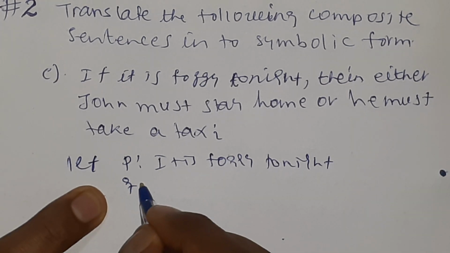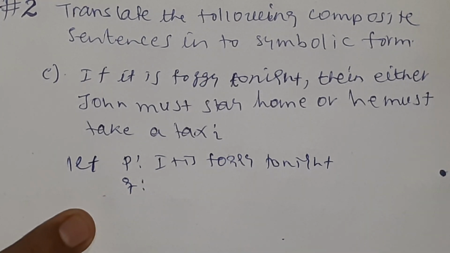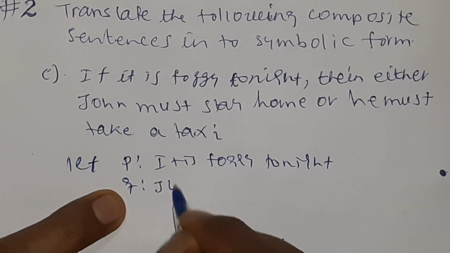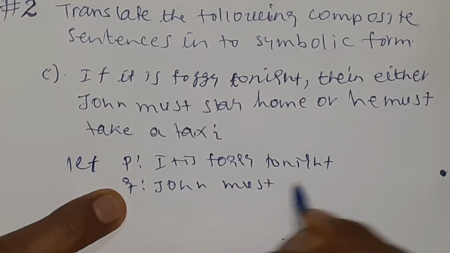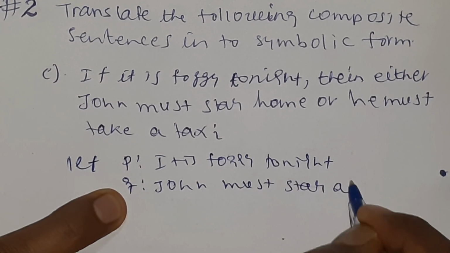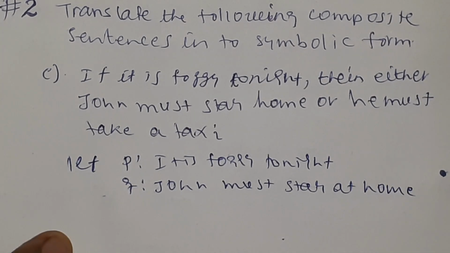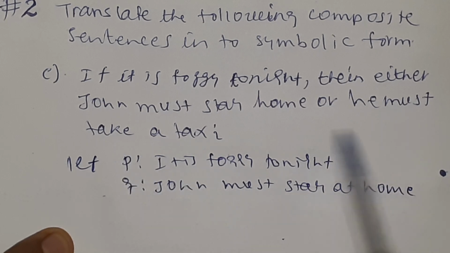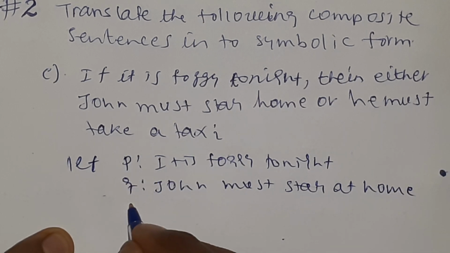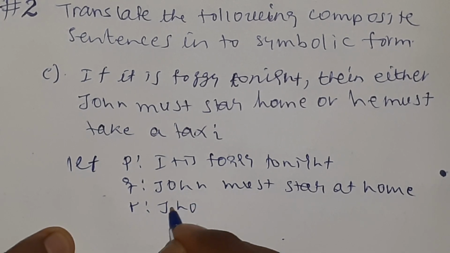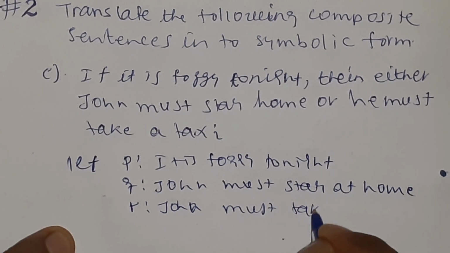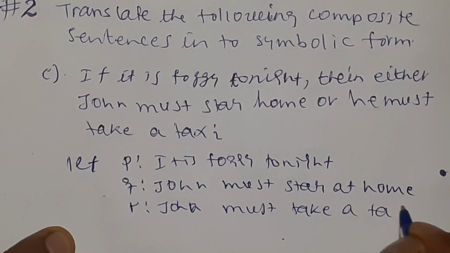The second simple sentence, which can be represented by the second letter Q, will be: John must stay at home. Next, from this we have another simple sentence, which is he must take a taxi. Therefore this could be represented by R, that is, John must take a taxi.